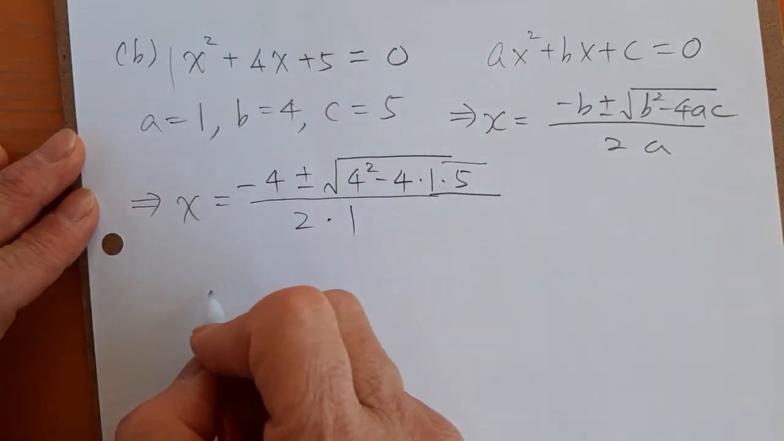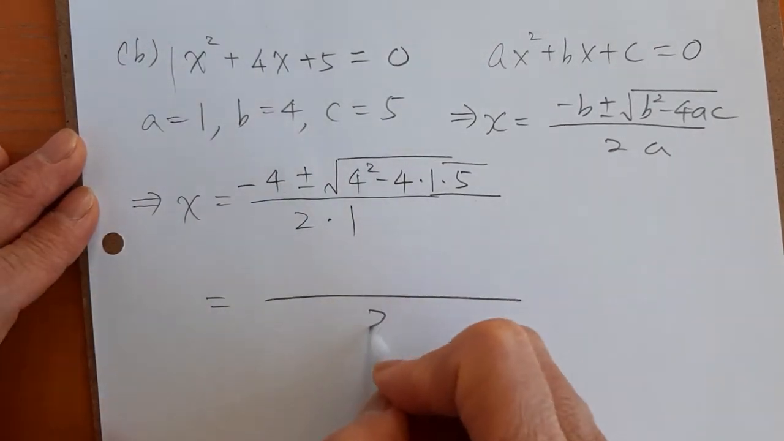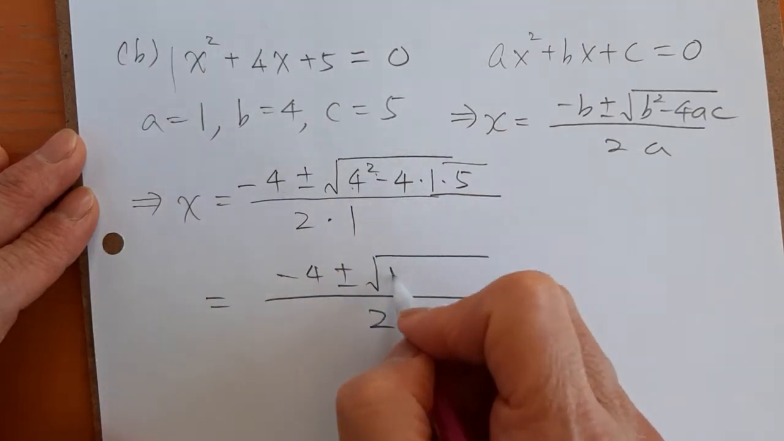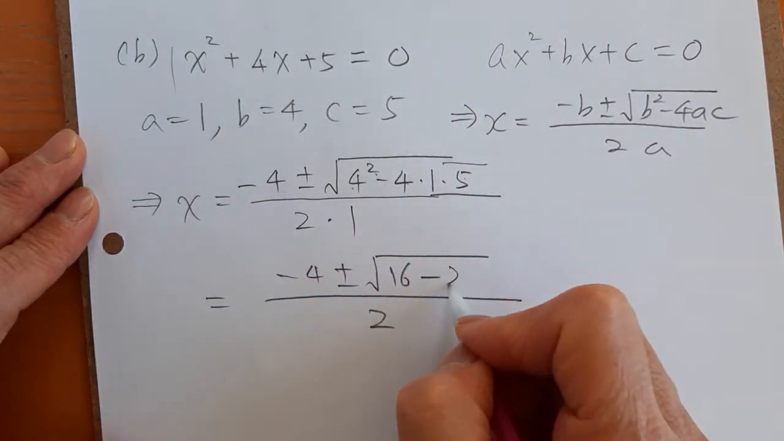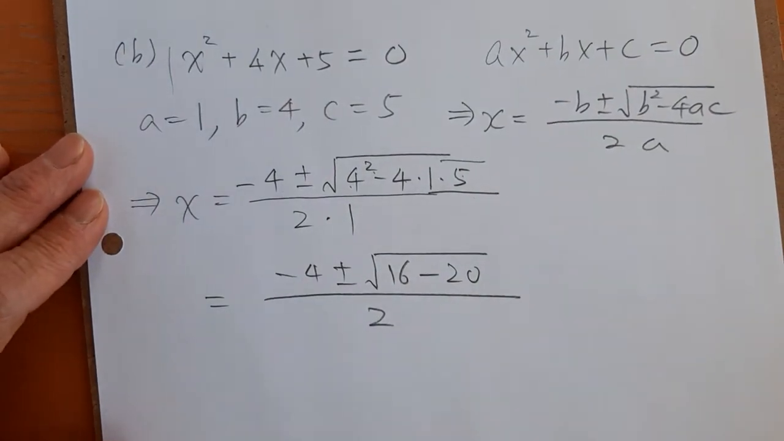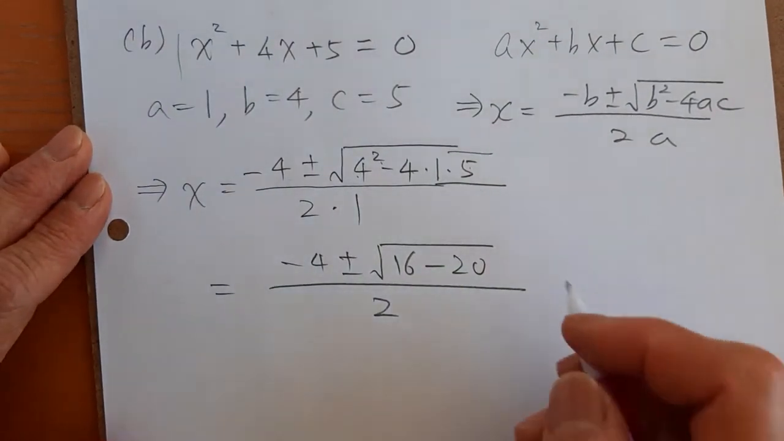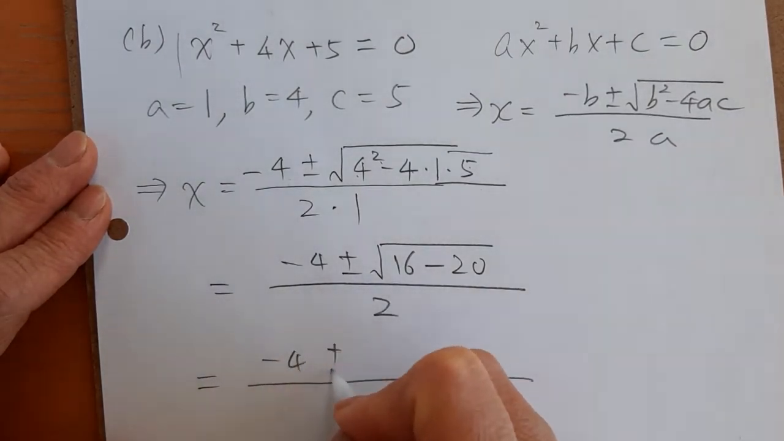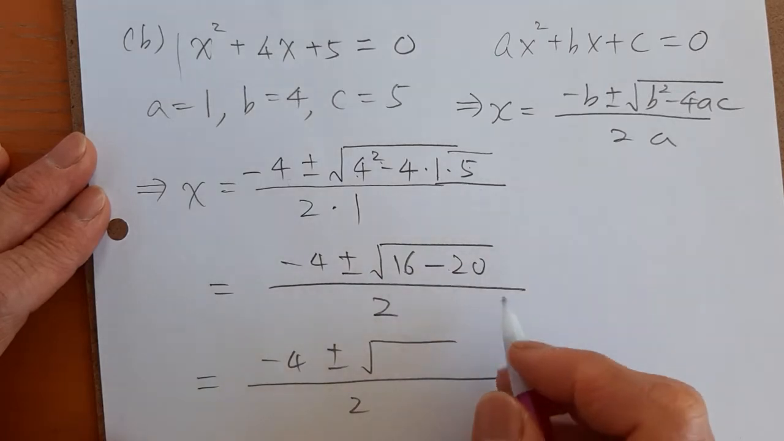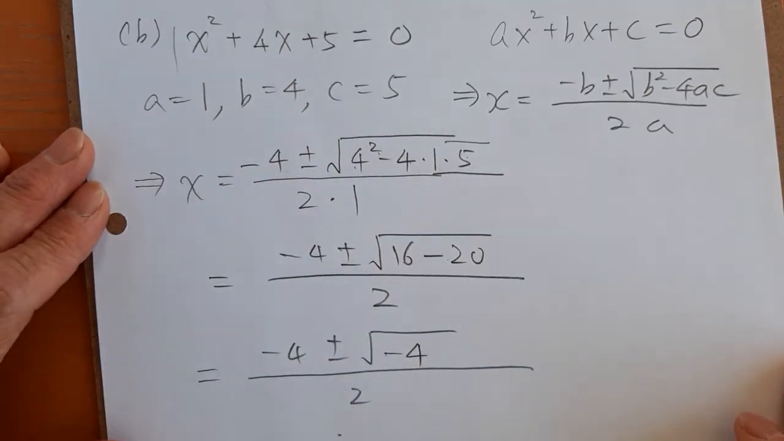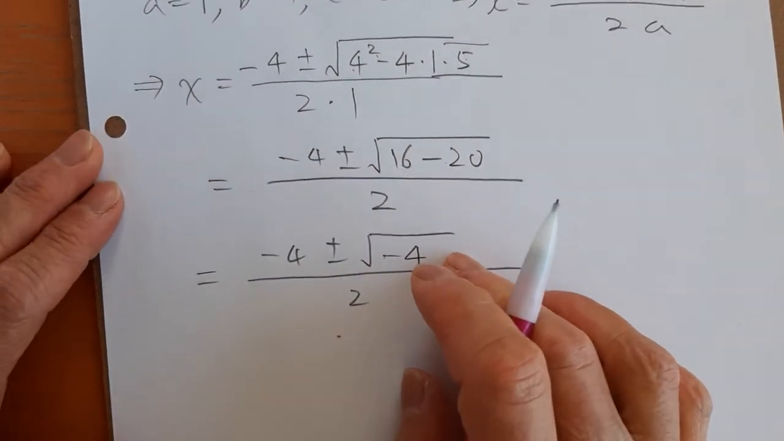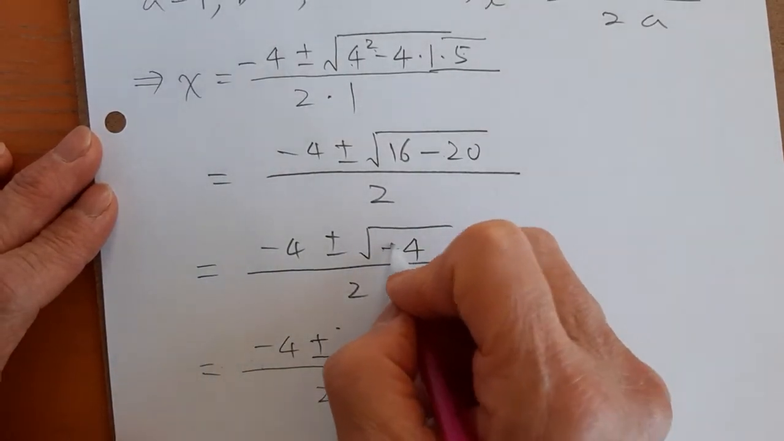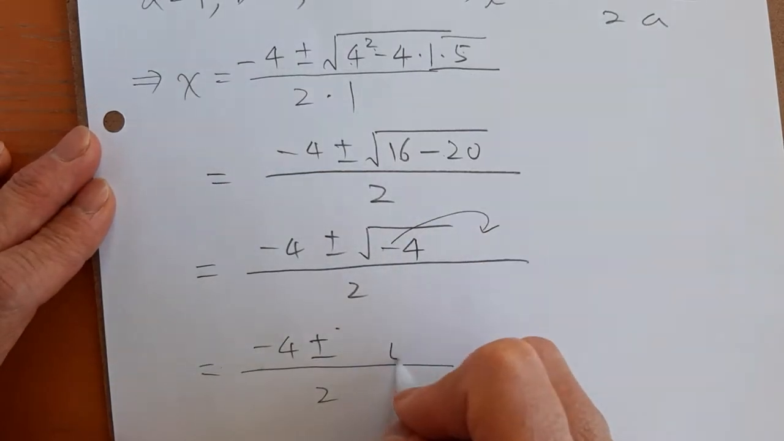So figure out this one. So it's negative 4 plus or minus square root of 4 squared is 16, minus 4 times 1 times 5 is 20, all over 2. And then that's equal to negative 4 plus or minus square root of 16 minus 20, which is negative 4, over 2. And take the square root of this. So it's negative 4 plus or minus, this negative sign comes out as i.